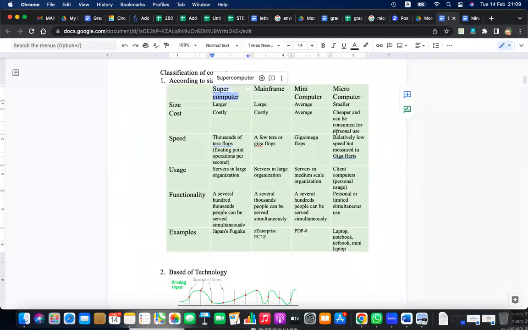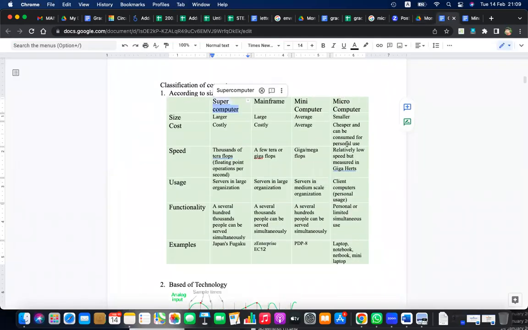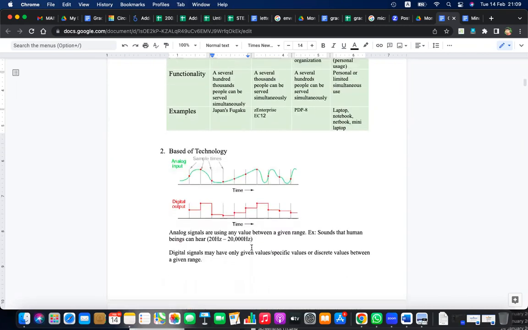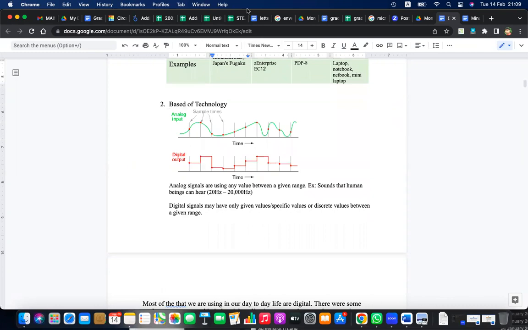Then here you can see the examples. These are much cheaper. Microcomputers are personal, portable, and cheaper. You can see the examples, the functionality, and the usage. Mainly these three are used as servers, the other one as clients. Okay, then based on the technology, how we can categorize: analog and digital computers.